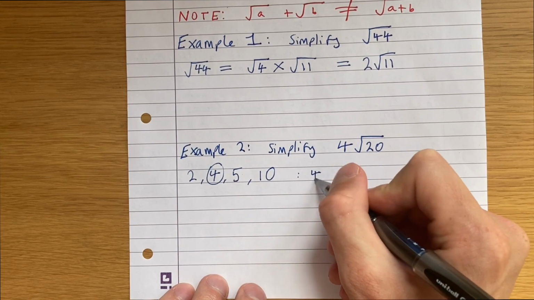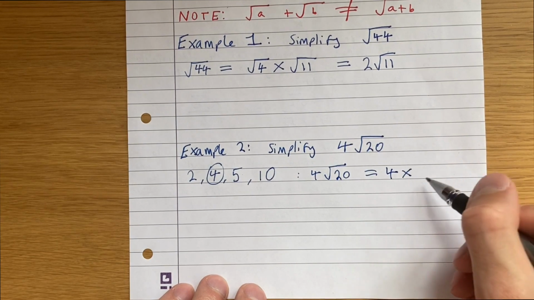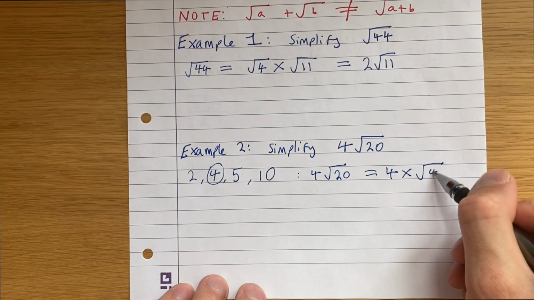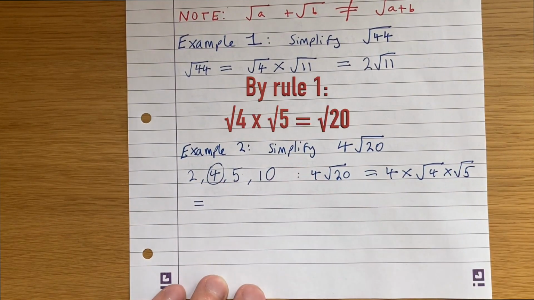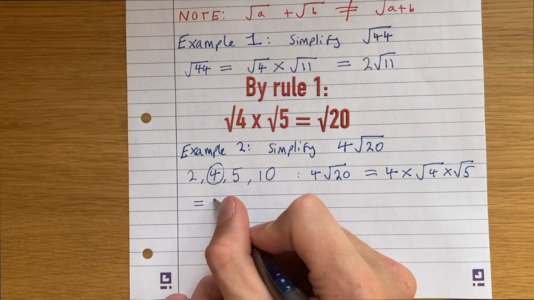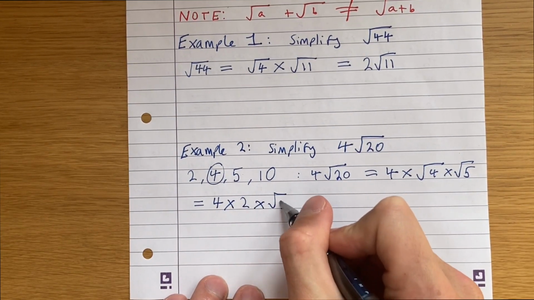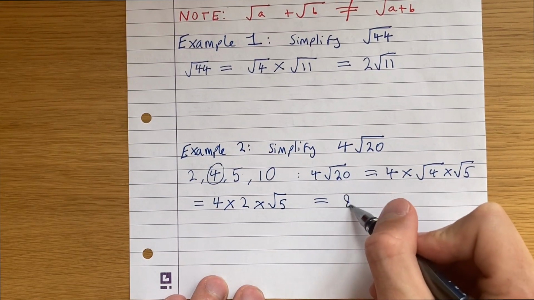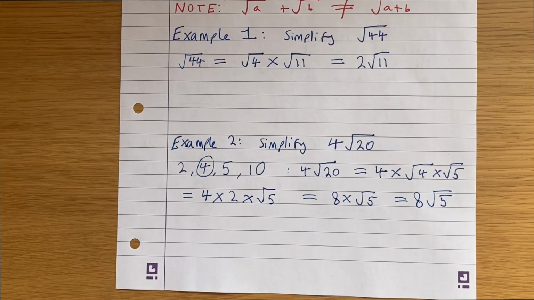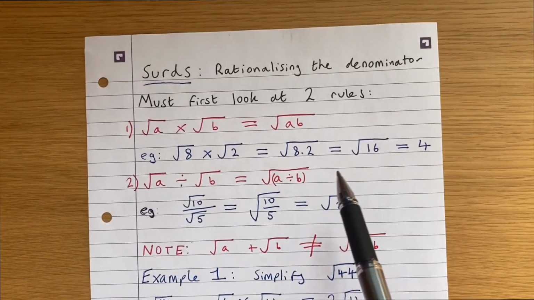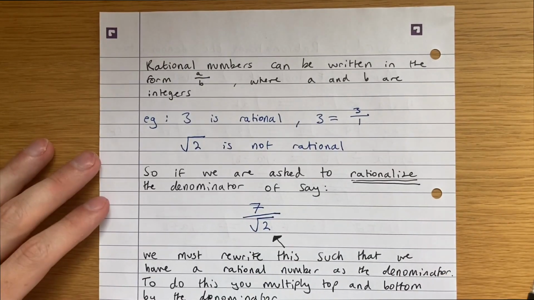So we can say that 4 times the square root of 20 is equal to 4 times the square root of 4 times the square root of 5. And this is equal to 4 times the square root of 4, which is 2, times the square root of 5. 4 times 2 is 8, so this is equal to 8 times the square root of 5, which we can just write simply as 8 root 5. So with both of these, we're just applying rule number 1, that you can break apart the square root into separate square roots.